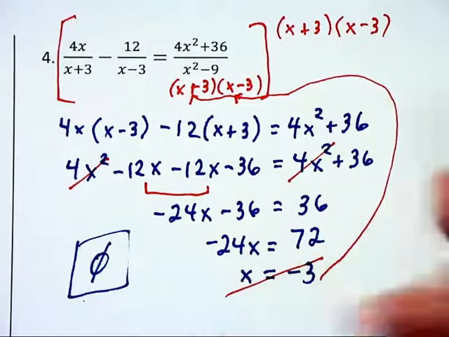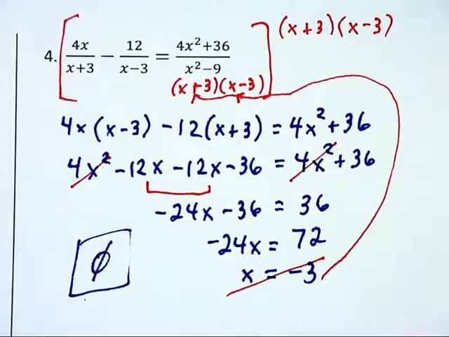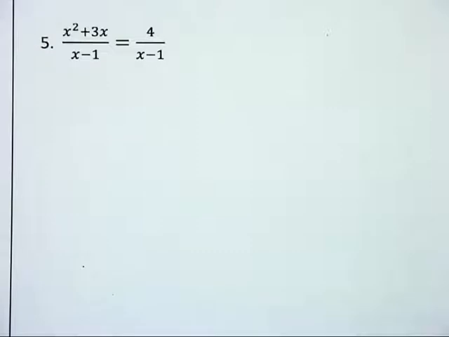This is a no solution problem, which happens every once in a while when you're dealing with these rational equations, especially when you've got to check for extraneous solutions. Let's talk about this next problem.